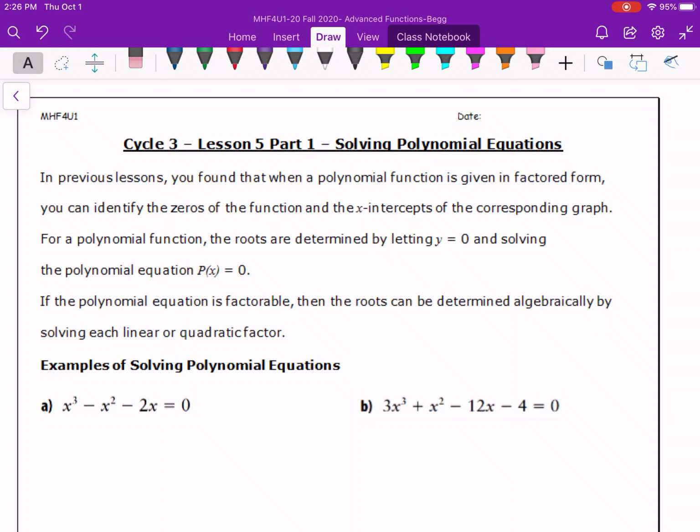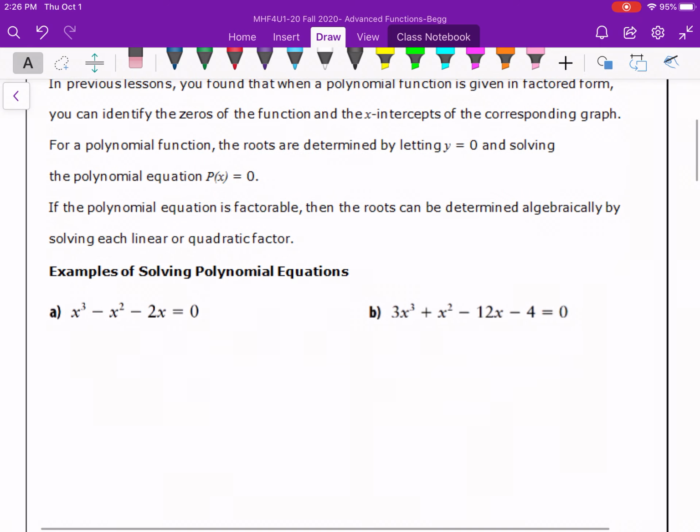If a polynomial equation is factorable, then the roots can be determined algebraically by solving the linear or the quadratic factors that we get. Okay, so mostly what I've got for this lesson is a few examples of different kinds of things that we might see.